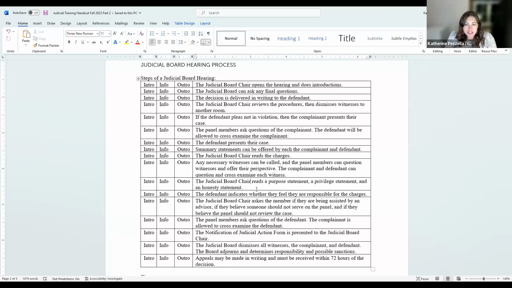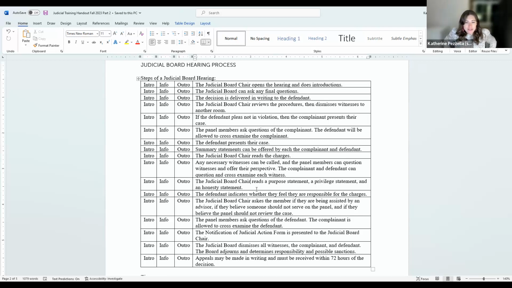Panel members ask questions of the defendant. The complainant is allowed to cross-examine the defendant. Info. The notification of judicial action form is presented to the judicial chair. Intro. It sets up the case, like why are we here? What's the allegation letter that's been sent to this member?